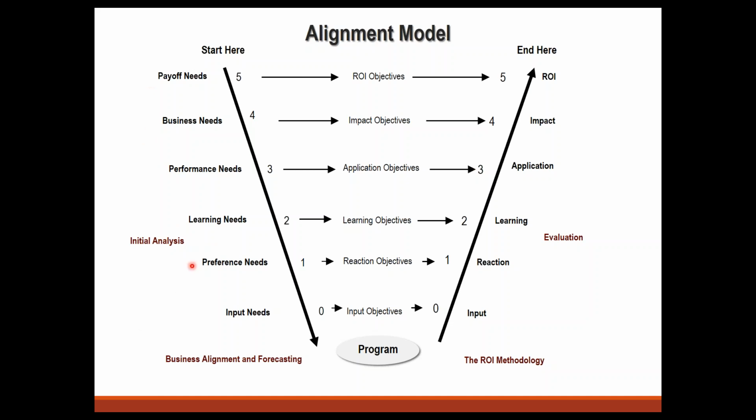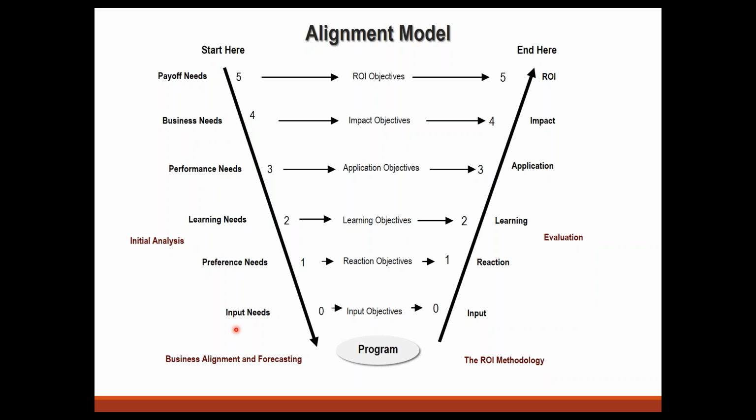And then preference needs is how best can we deliver it so that people view it as relevant, they buy into it, and they acquire the requisite knowledge, skill, and information so they can go out and apply it so they can improve the business measures so they can take advantage of the payoff opportunity. And then that last input needs is just your project planning. So that's who's involved and how much we're going to spend in that, your inputs.